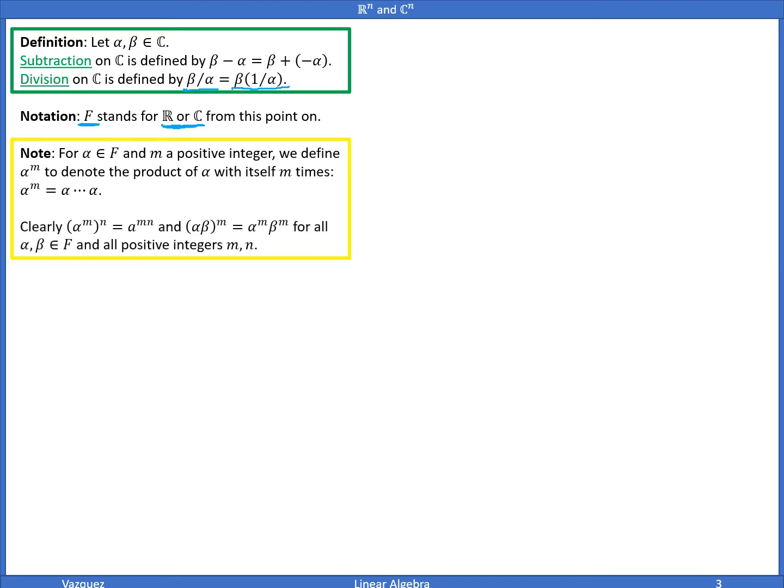Also, these properties, I don't show the proof, but they shouldn't be hard to verify. So I'm going to let you pause for a few seconds and verify that before moving on, nothing too complicated.